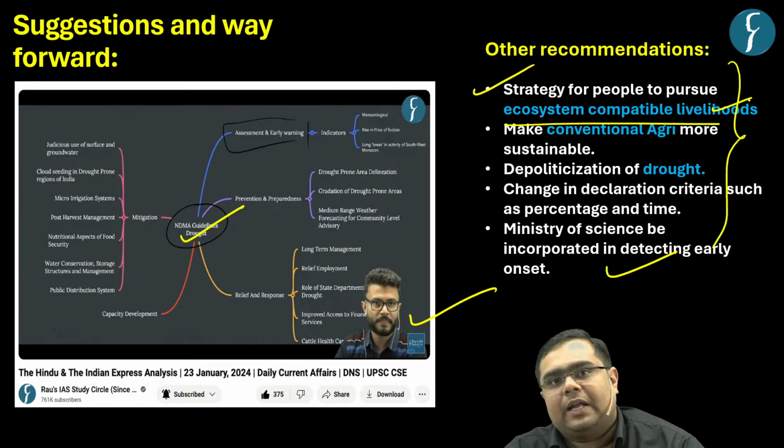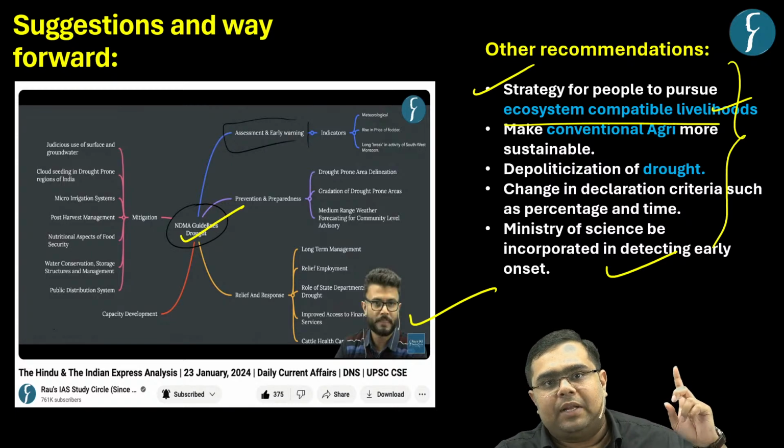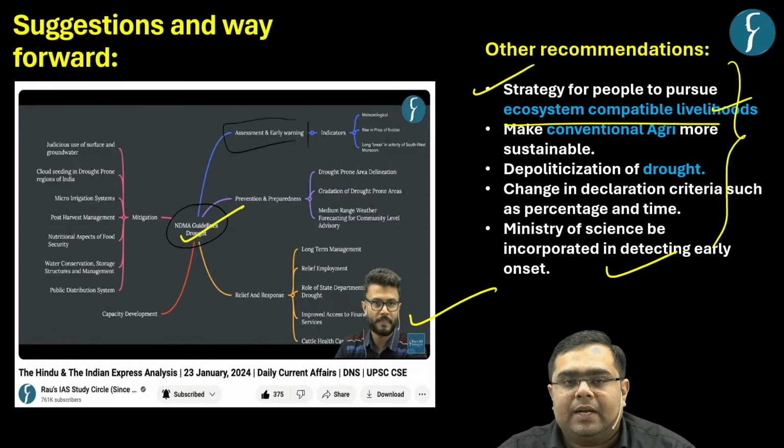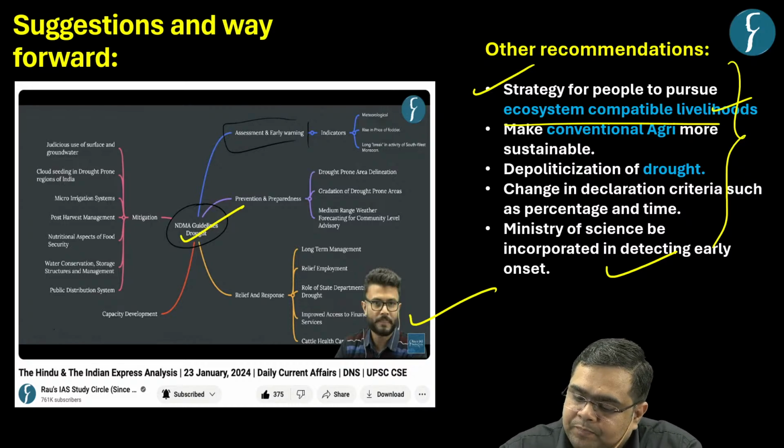And if you are able to recollect and establish a backward connection, in the last recap DNS we had already taken the issue of millets. So millets are considered the friend of the farmer, and they are the most climate-friendly crops. So millets should be encouraged instead of water-guzzling crops.